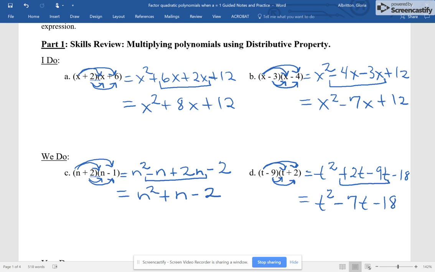And again, this was reviewed because we've got to remember how to multiply binomials so that we can actually get to the process of factoring trinomials, which is what we ended up with when we actually multiplied each of these binomials.